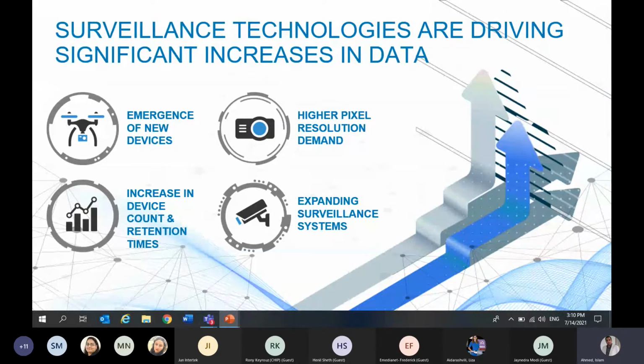Hardware vendors like Dell or others in the market need to provide highly capable servers that can process all this data, and highly capable switches that can accommodate and transport all the data from the cameras to the back end.